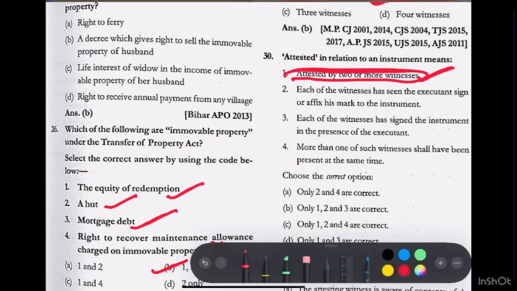Attested in relation to an instrument means attested by two or more witnesses. This is correct if each of the witnesses has seen the executant sign or affix his mark to the instrument. That is right. Each of the witnesses has signed the instrument in the presence of the executant. That more than one of such witnesses shall have been present at the same time is wrong. So the correct answer will be 1, 2, 3. So option B is the correct answer.